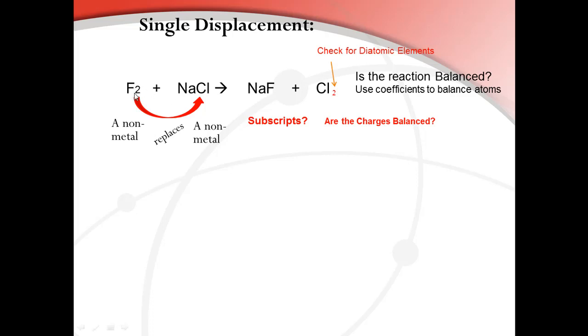So here we have 2 fluorines. There's only 1 here. So we're going to need a 2 in front of the sodium fluoride. This gives us 2 sodiums, right? There's only 1 here, so we're going to need a 2 here. This also applies to the chlorine, so that's good. We have 2 chlorines in the reactants, 2 chlorines in the products.